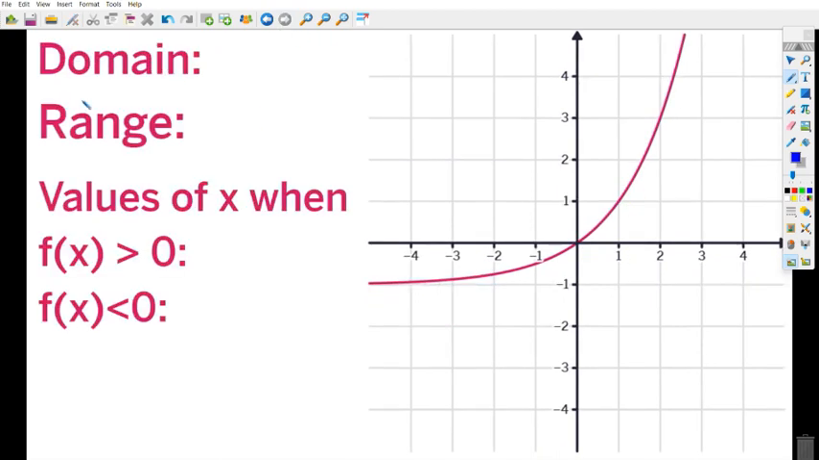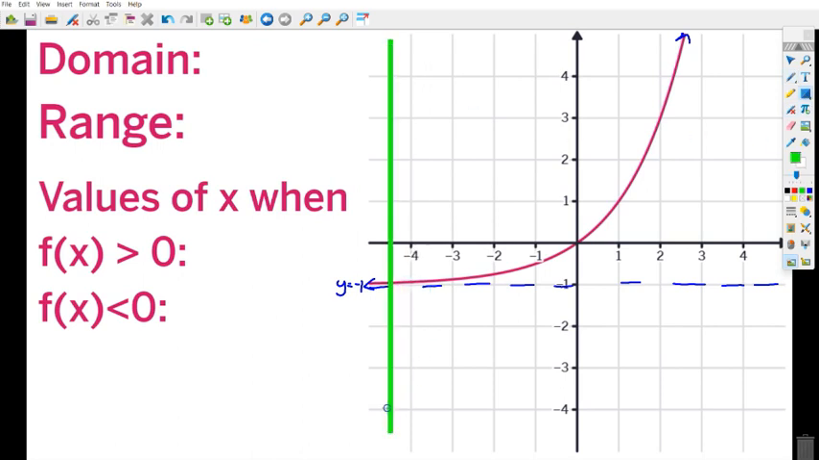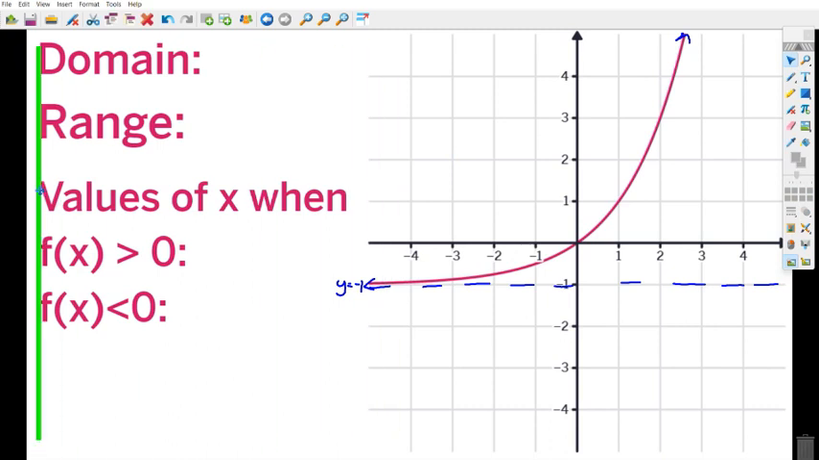Let's look at our domain. Domain is all the x values that satisfy my function. We put in my asymptote there, that is y is equal to negative 1. That's my asymptote. All the x values that satisfy this graph. If I take a ruler again, do this quickly. I'm coming from negative infinity here. Am I still touching the graph? Yes, because this graph continues forever and ever and ever.